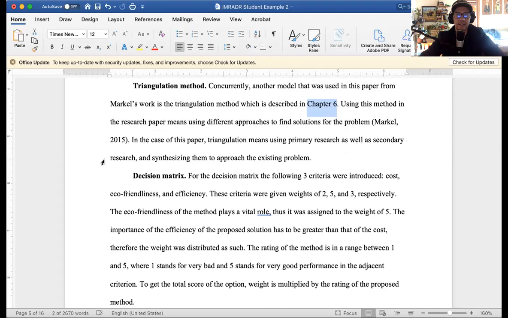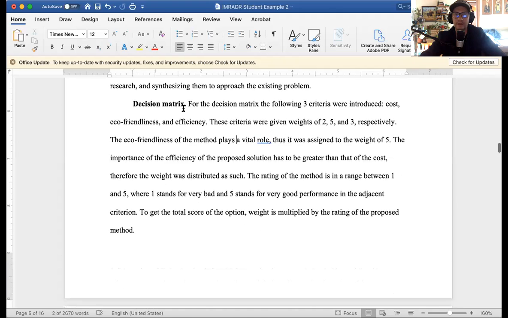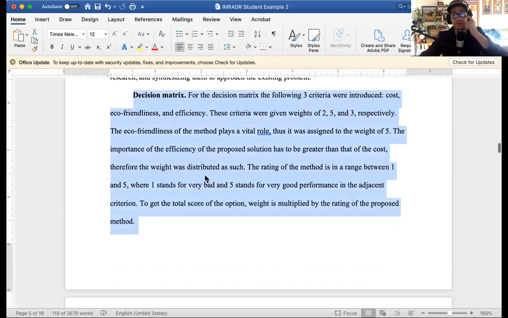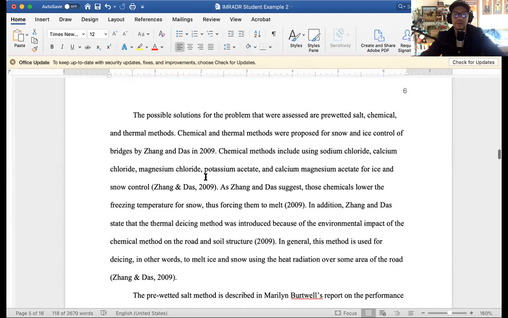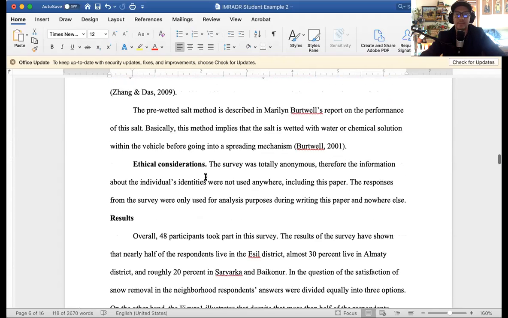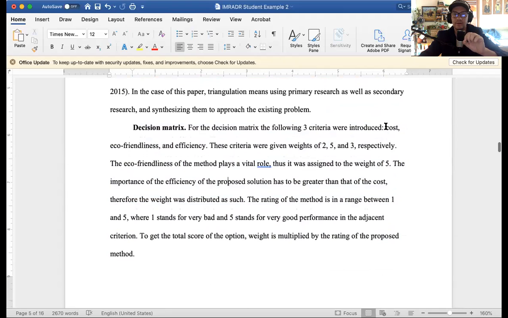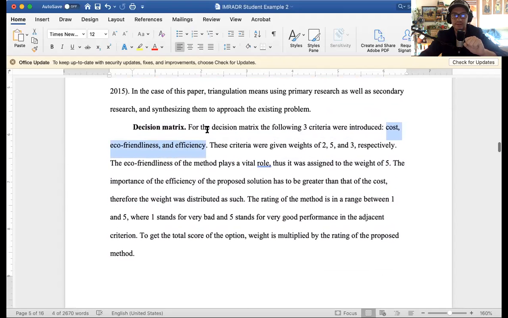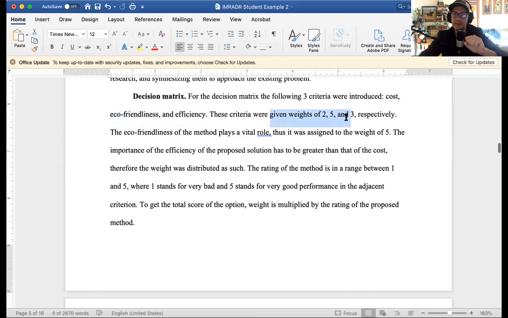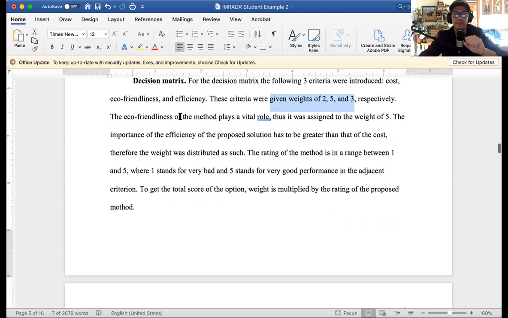But most of the work that I want you to do with this is with your decision matrix explanation. So in this section, in the methods, what you'll have to do is tell us what criteria you're picking. Here he said that he's doing cost, eco-friendliness, and efficiency for his criteria, and he's telling us what weights they are.